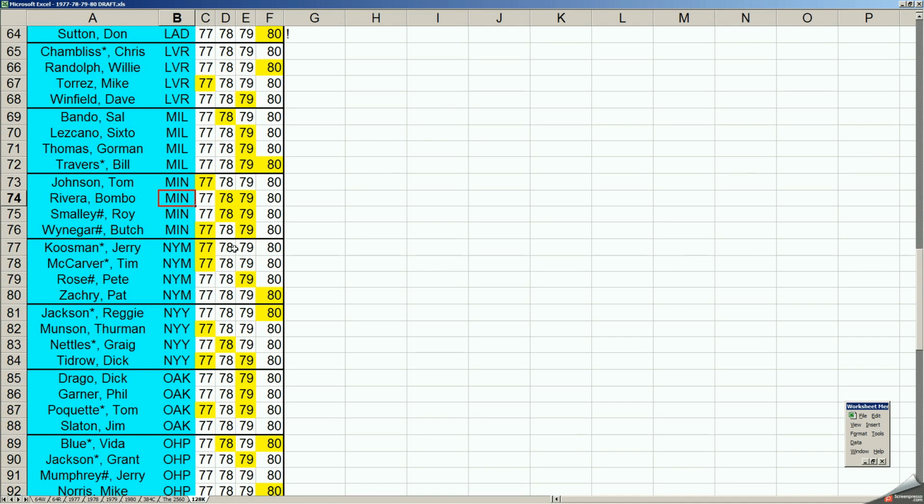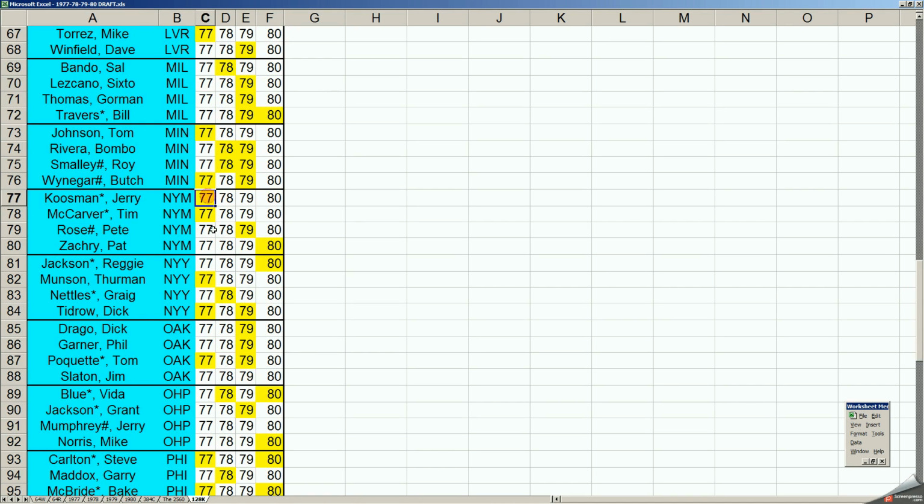Twins, I'm just not crazy about the Twins anymore. Butch Wynegar and Roy Smalley were good players, but they never were really great players, and they really could have used them to be great players, and the Twins would have been better off.